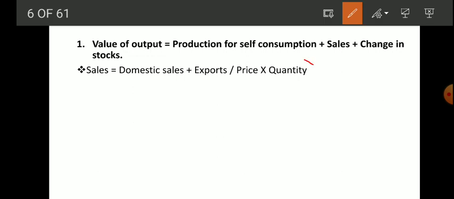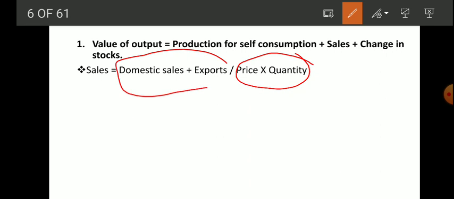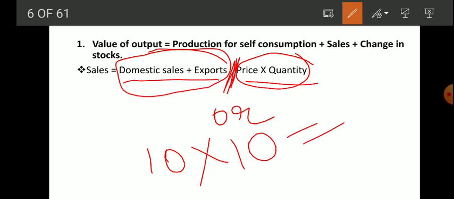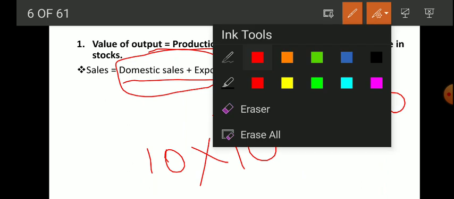And then comes price into quantity. See, this is one formula. You should not be confused by this slash. This is not divided by, this is an or sign, meaning either you can write this formula or you can write this formula. That is price into quantity, meaning whatever quantity the producer has sold, into the per unit price. Suppose 10 units of goods have been sold and the price of each unit is 10 rupees, so the total sale is 100 rupees, like that.